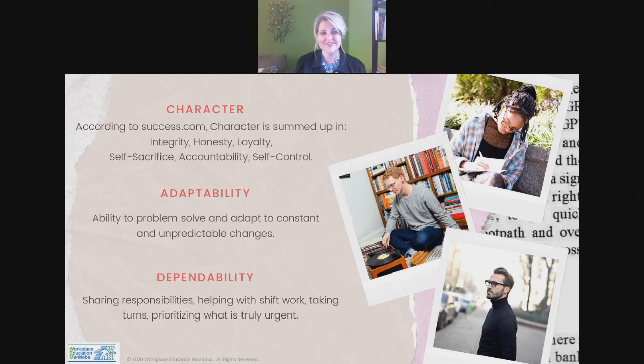It's interesting because so does your customer. These are things that a customer looks for. But when we read surveys and research about what team members want, these are what rise to the top. And when we think about character, it really gets summed up in your integrity, your honesty, loyalty, self-sacrifice, accountability, and self-control. I remember another job I had as a young person, and it was at a time when security cameras were just being implemented on the workers.